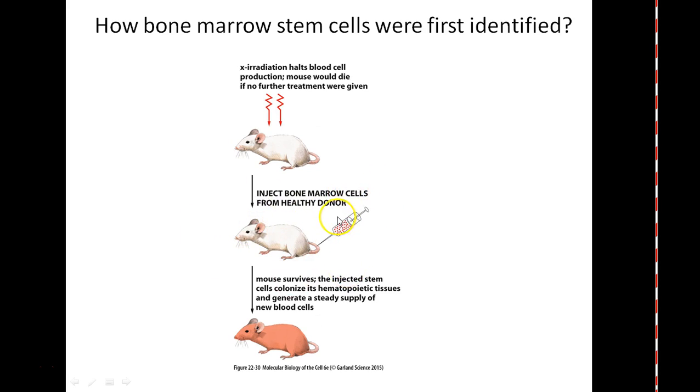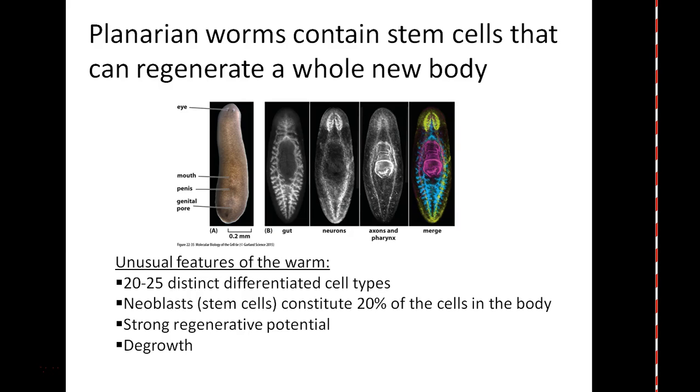So by injecting bone marrow cells from a healthy mouse, not exposed to the X-ray irradiation, this animal was saved by those bone marrow cells from a healthy donor, because they were able to replace the damaged cells and they were able to colonize the hematopoietic tissues and kind of regenerate the blood. And this is another very nice example, and it's in your textbook. It shows amazing abilities of stem cells for the regeneration of different organs.